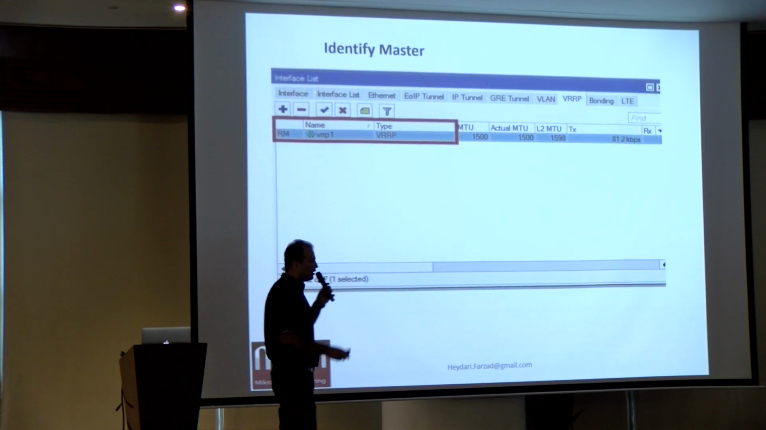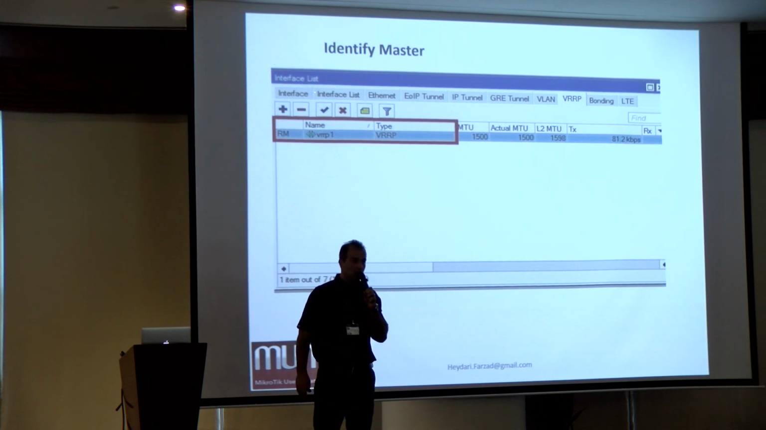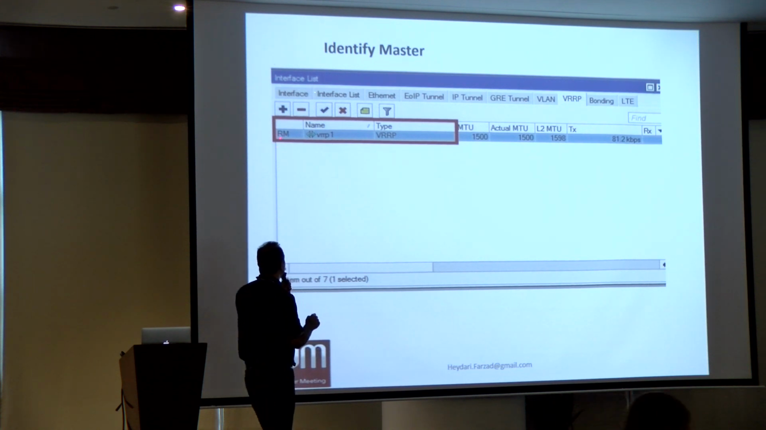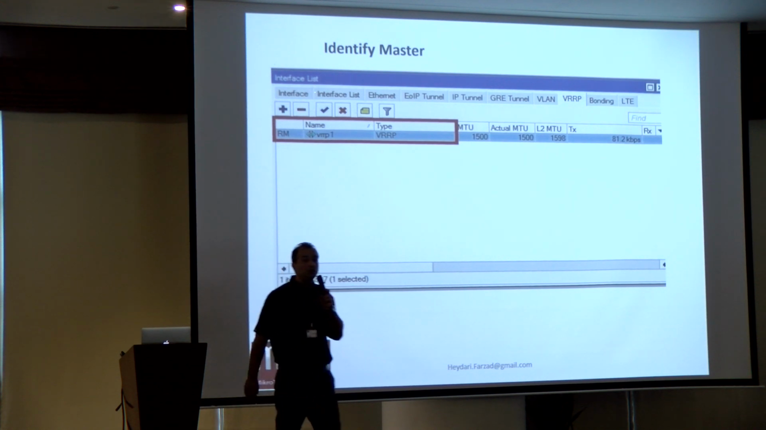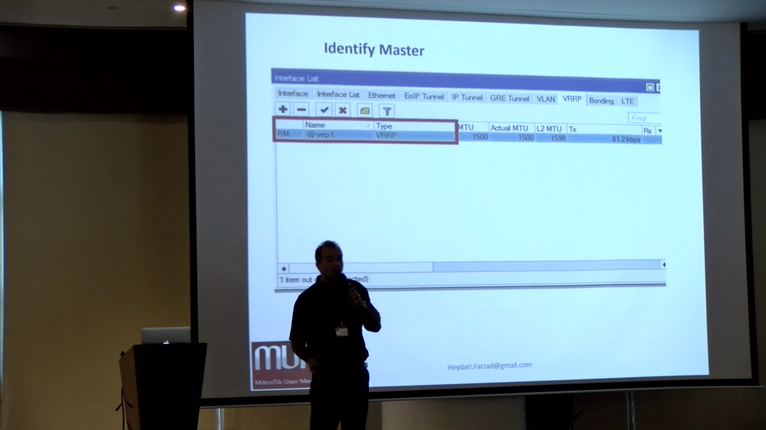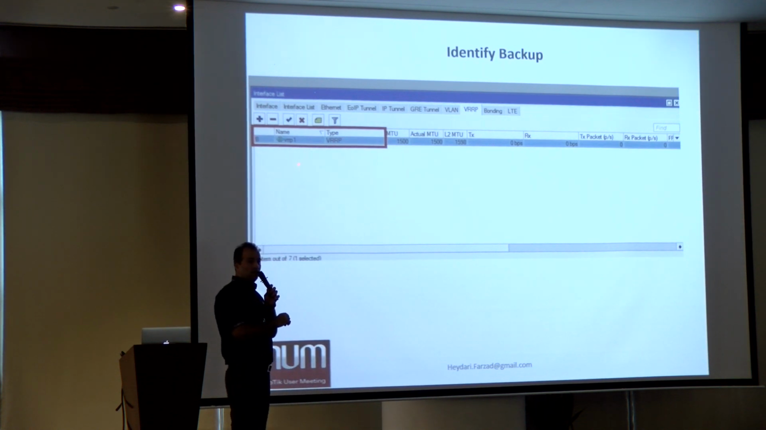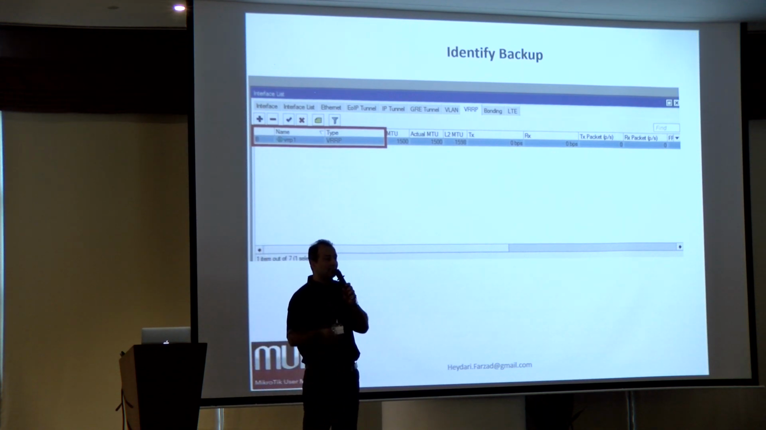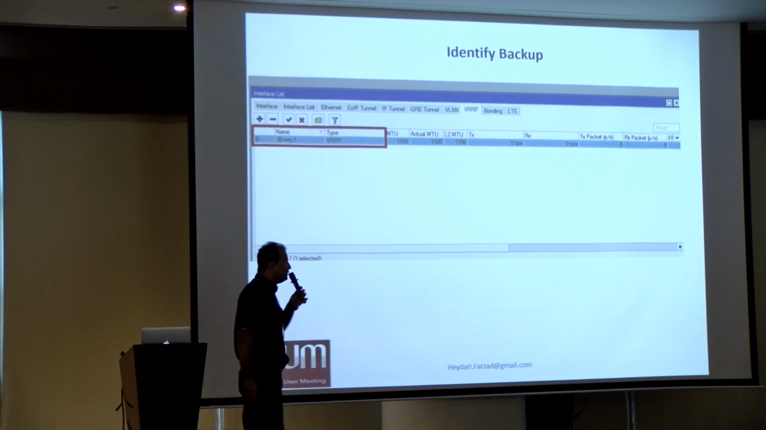As I mentioned before, one of our routers is master and the other is backup. To identify which router is master, you can see here R means running and M means master. And I want you to know how to identify the backup. The backup is here. The backup is the standby router. The backup is waiting. If the master goes down, the backup will become master and work immediately.